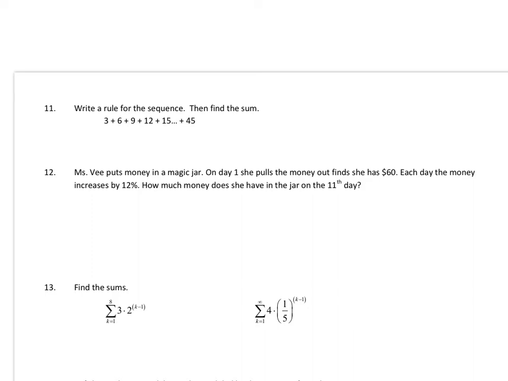All right, part 2. Question 11, write a rule for the sequence, then find the sum. So writing a rule means explicit or recursive. And I almost always go with explicit. It's just a little bit easier to use. So explicit for the arithmetic is like a linear function. And then for the geometric, it has an exponent.